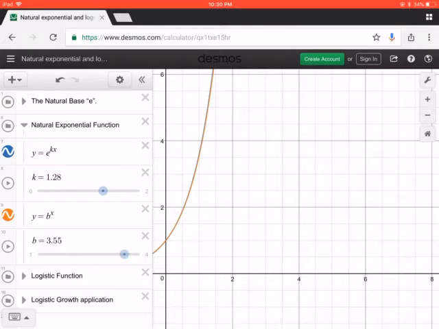So think about this for a moment. We can look at every exponential function and actually rewrite it with the base of E by simply finding the correct k. It's amazing. That's one reason why we call it the natural base, the natural exponential function. But often from here on, we're just going to call it the exponential function.